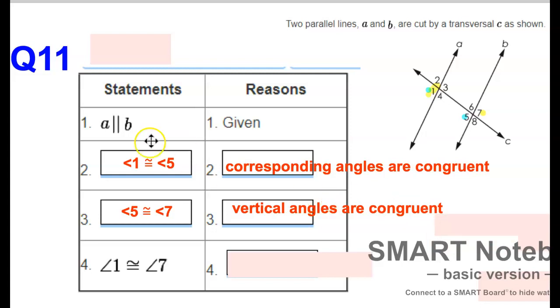Now for lines 2 and 3, if angle 1 is congruent to angle 5 and angle 7 is congruent to angle 5, since both angle 1 and angle 7 are congruent to angle 5, we can use the transitive property to say they must be congruent to each other.